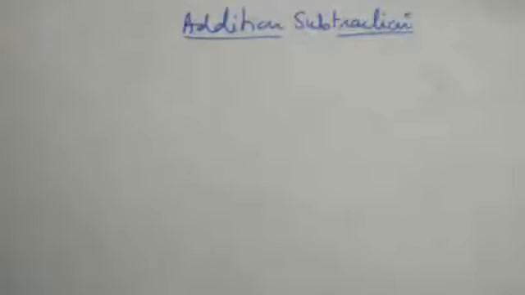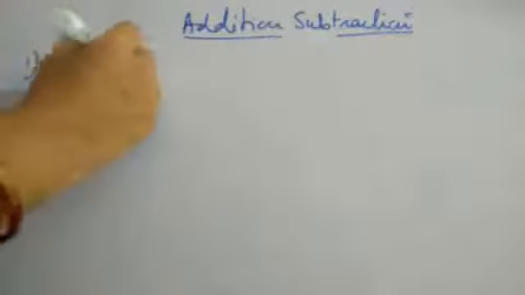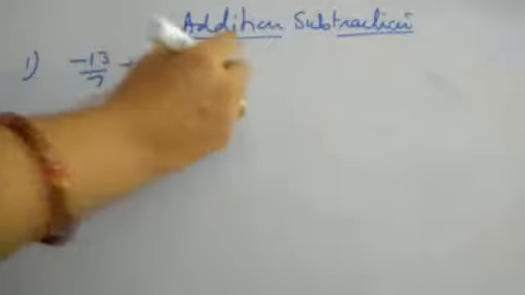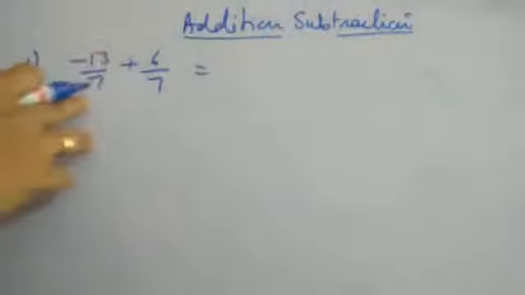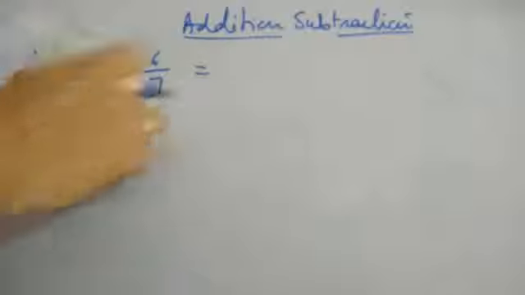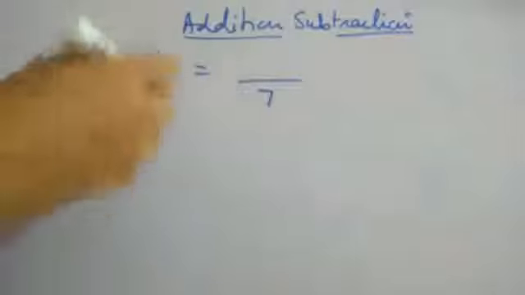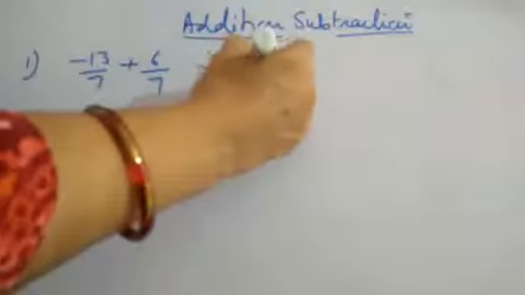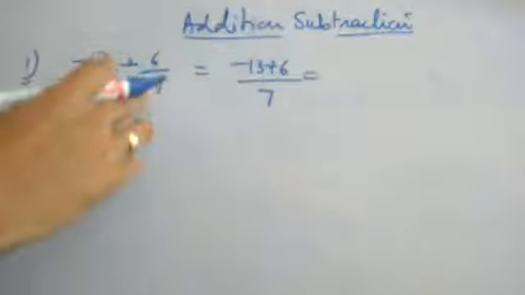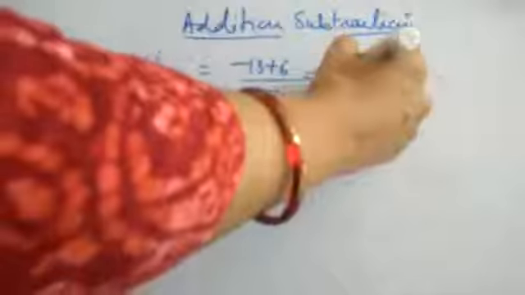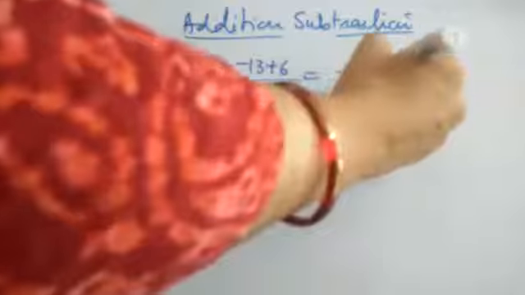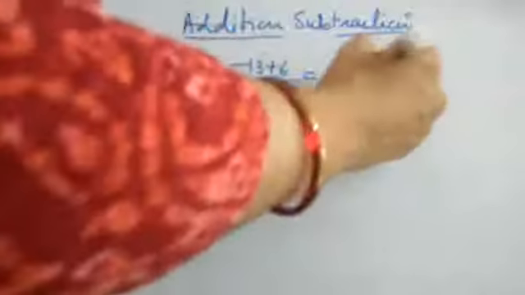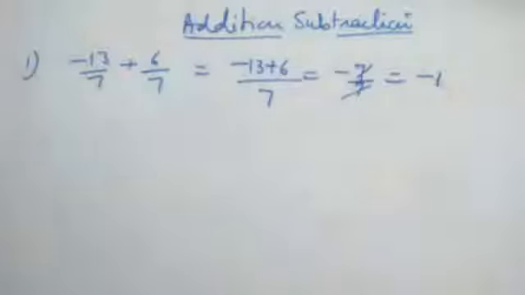Now example on addition. See the first example. Minus 13 upon 7 plus 6 upon 7. Children, here you can see that the denominators are same. When the denominators are same, we keep the same denominator. No need to take the LCM, right? And simply add the numerators. So it will be minus 7 upon 7 and 7 will cancel. You will get minus 1.